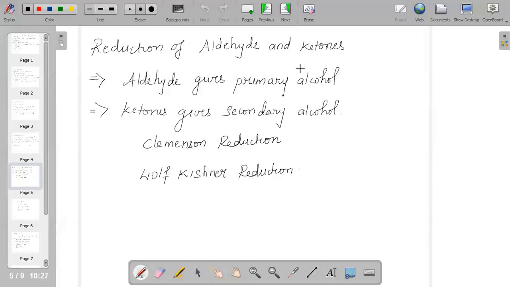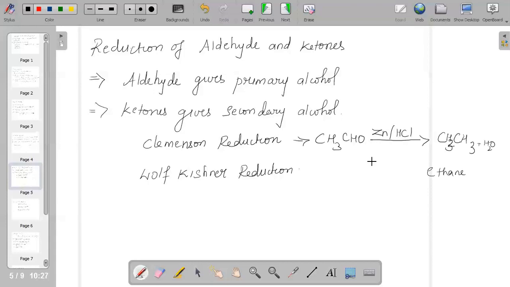And another reduction is called Clemmensen reduction, in which we use zinc. If I take an aldehyde, for example CH3CHO, ethanal, and try to reduce it in presence of zinc and HCl, it will give us ethane, CH3CH3, plus water. So this process of reduction of an aldehyde to an alkane, we call Clemmensen reduction.